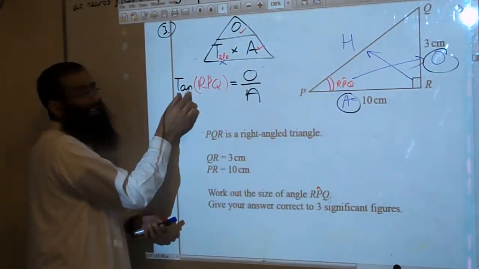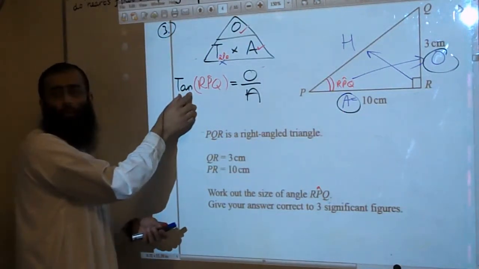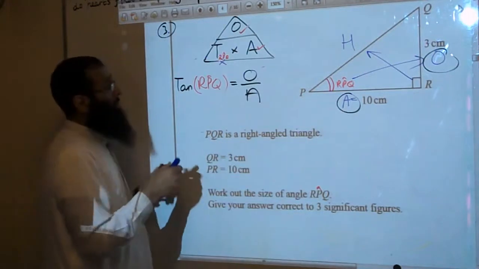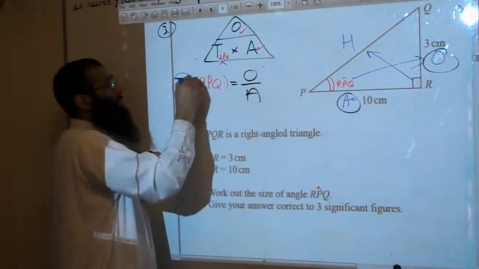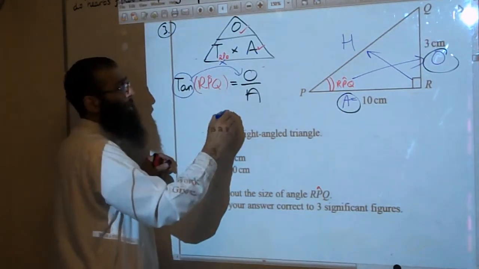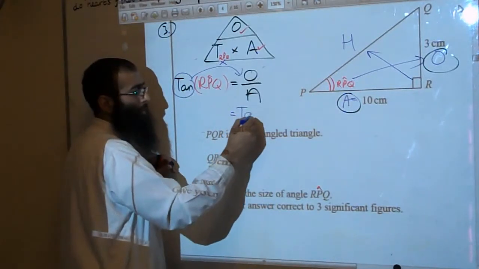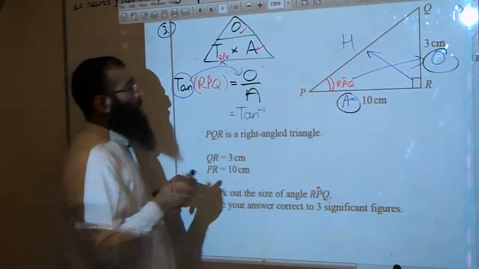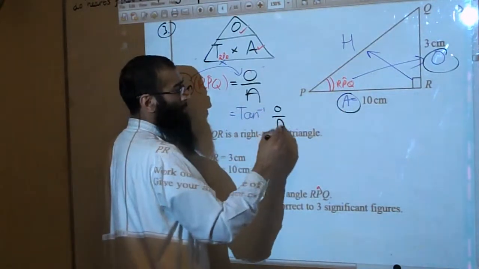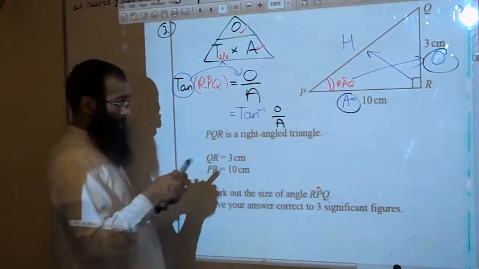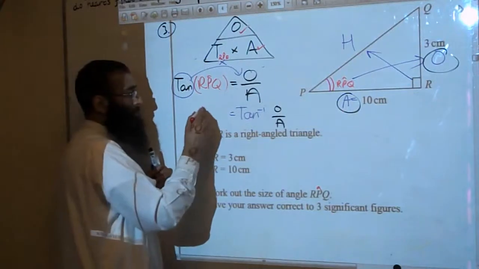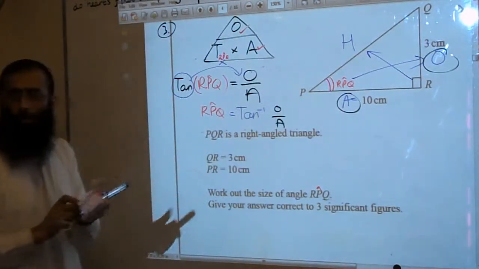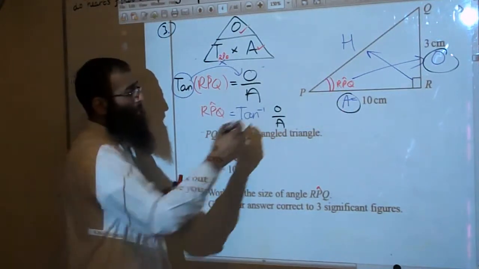Right, now let's put the O and the A value in there and we want to work out this angle. I need to get rid of the tan. So Samia, what's the opposite of tan? Tan inverse. Inverse tan. So we grab the tan from here, we take it over to the side and it becomes tan to the -1 of O over A. And that will give us RPQ. Okay, right. Be happy with that?